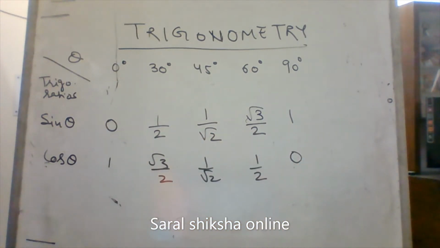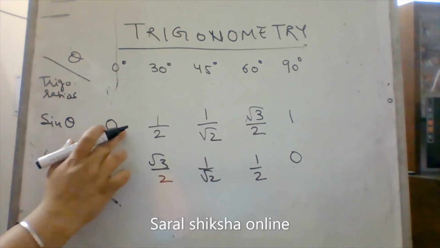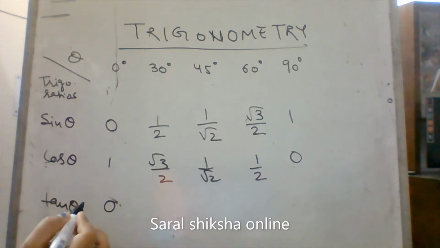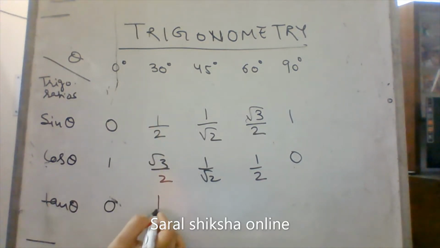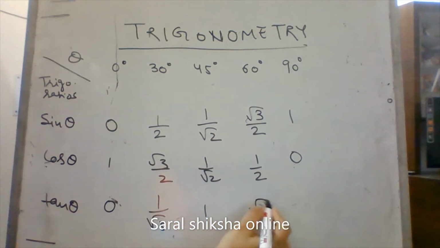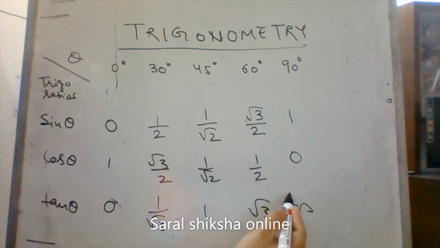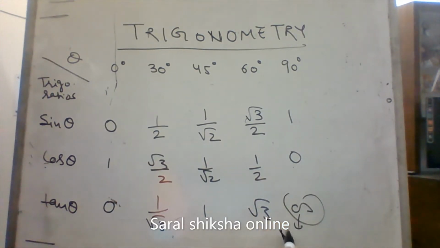And tan theta, we know, is sin theta by cos theta. So tan theta is sin theta over cos theta. So 0 by 1 will be 0. This by this will be 1 over root 3. This by this 1. This is root 3 and this is infinity. Why infinity? This infinity is a symbol that basically defines a not defined number.